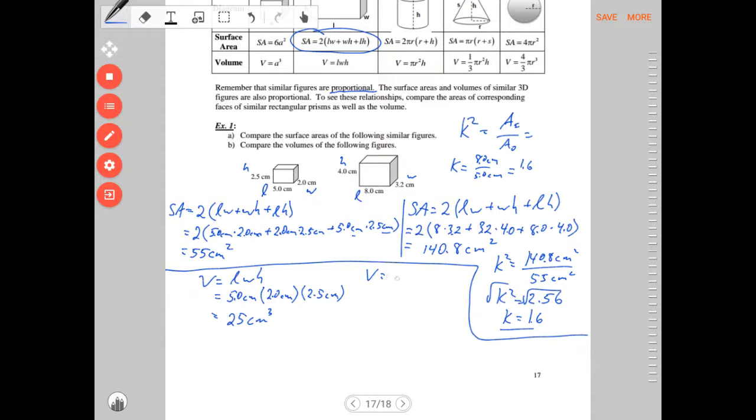Then we'll do that for the second one, length times width times height. So this is 8.0 centimeters times 3.2 centimeters times 4.0 centimeters. When you multiply all those together, you end up with 102.4 centimeters cubed. Now we're not sure of the exact relationship. We can take a guess at it, but let's just figure out the volume scale factor.